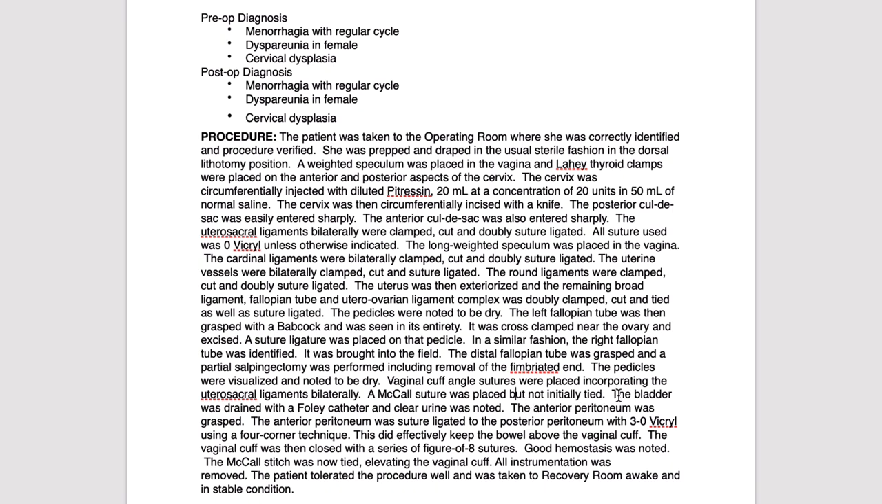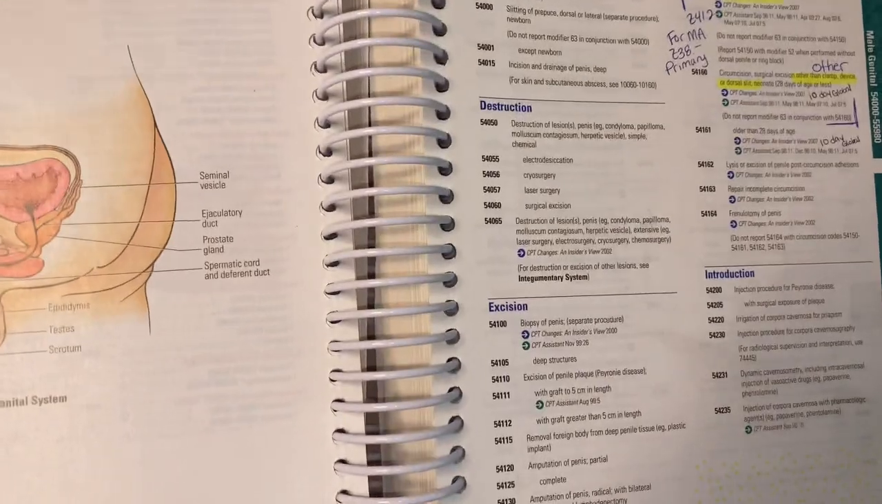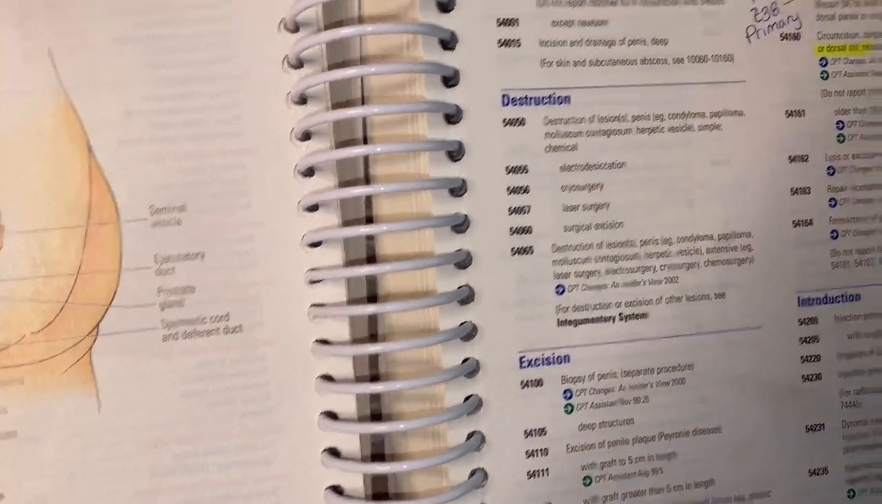So then it says the bladder was drained, catheter fully, and clear urine was noted. Anterior peritoneum was grasped, suture ligated, and this did keep the bowel above the vaginal cuff. The vaginal cuff was then closed, good hemostasis was noted, and the McCall stitch was now tied. Okay, patient tolerated procedure well. So for our CPT code, this was a vaginal hysterectomy.